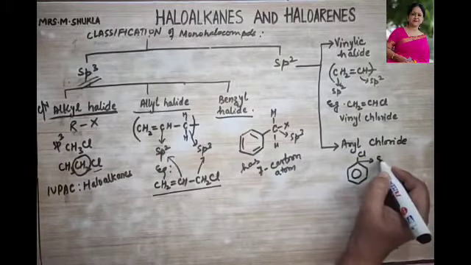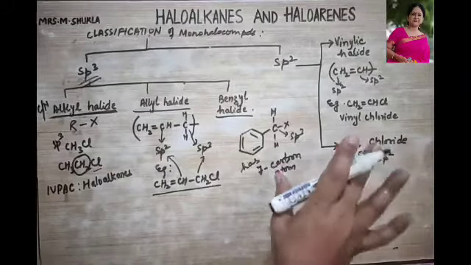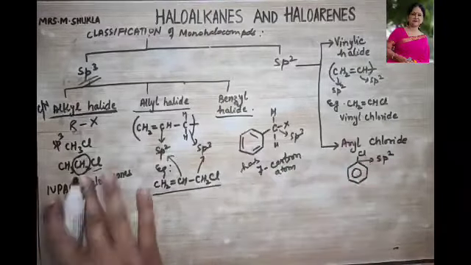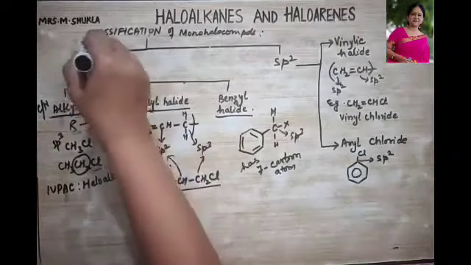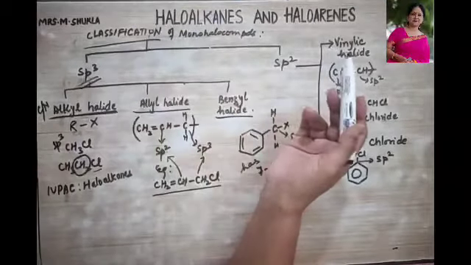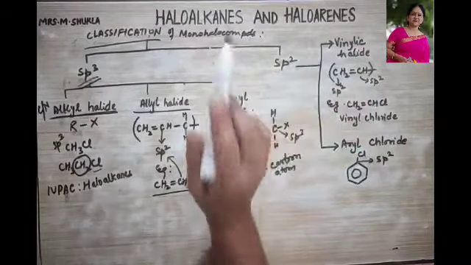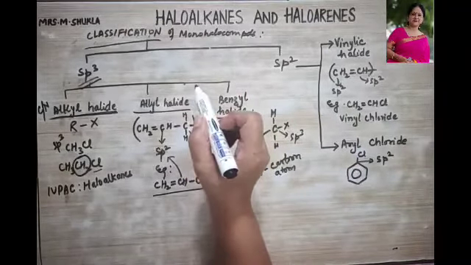This one will be your sp2 hybridized carbon, right? So over here we do not have to study about sp2, but we are more going to focus on alkyl halide. So we have finished with the classifications also. We did the classification of haloalkanes and haloarenes. They are monohalo compounds, di as well as trihalo compounds.